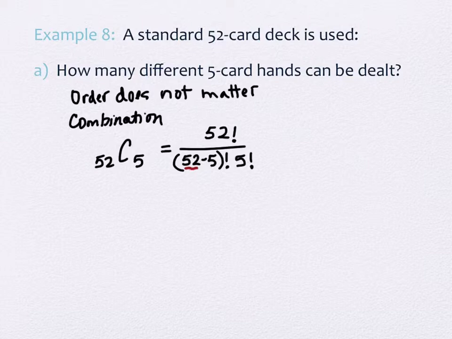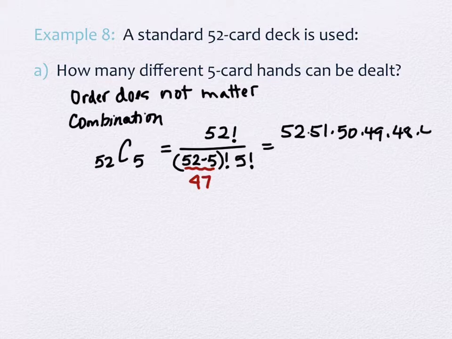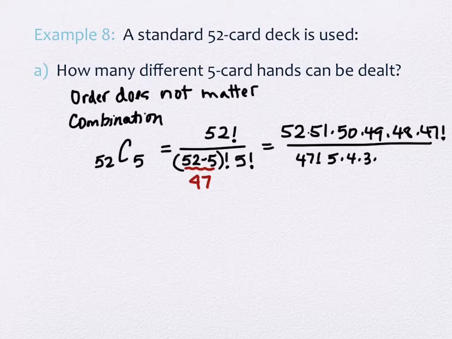Okay, I'm going to avoid writing this out a second time. What's 52 minus 5? 47. All right, so we're going to write our 52 out until I get to 47. So 52, 51, 50, 49, 48, and then 47 factorial will match the 47 factorial that's already down there. And then I have 5, 4, 3, 2, and 1. Okay, so my 47s are going to cancel.